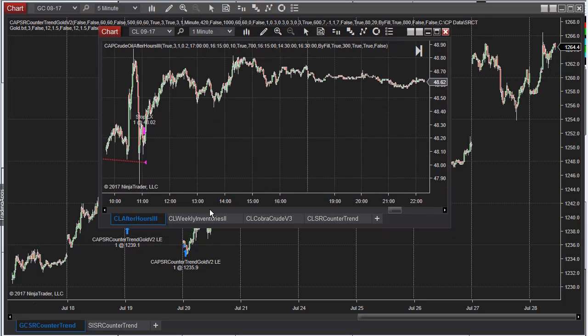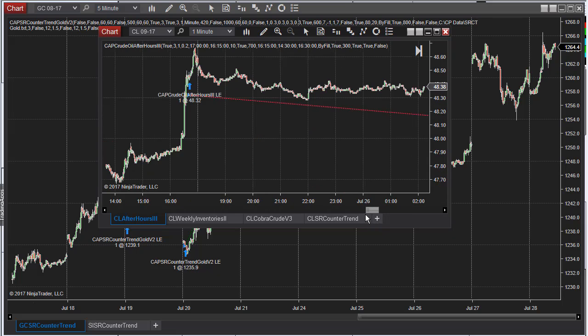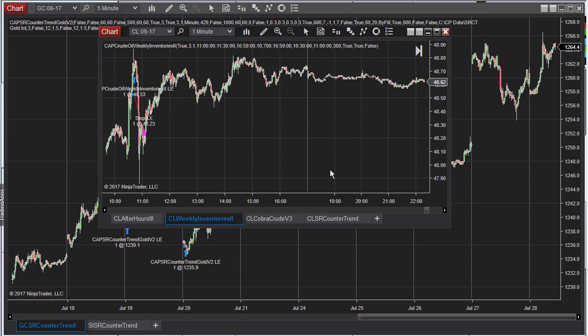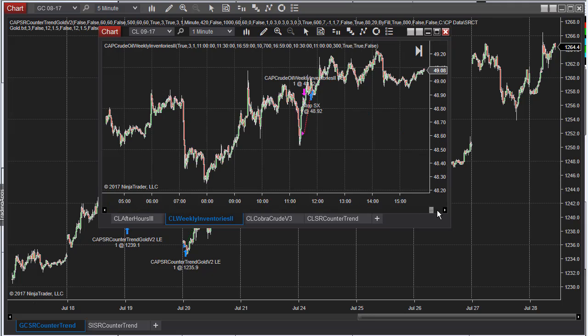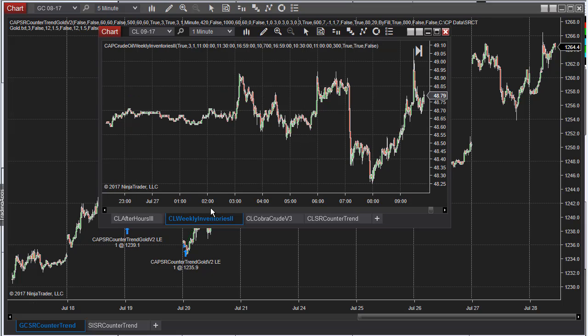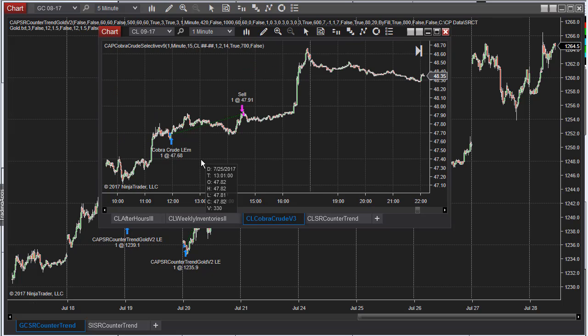Crude oil after hours, the most recent trade was on the 26th, which was Wednesday, Tuesday into Wednesday. It got stopped out, had a losing trade there. And weekly inventories 3, the two most recent trades are losses. Yesterday, Thursday, was a loss, and Wednesday was also a loss. Cobra crude on Tuesday had a profitable trade catching this trend.